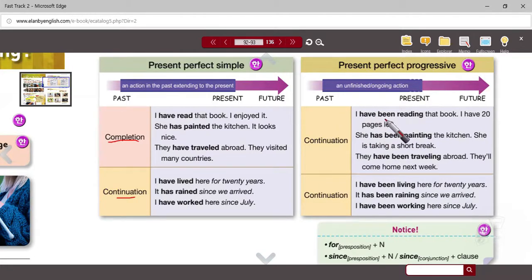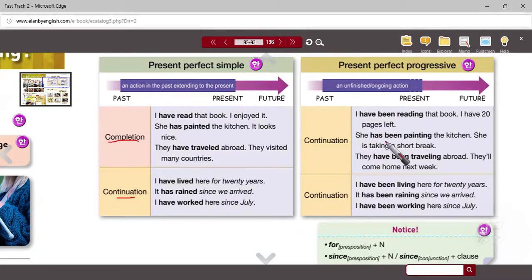They're still going on. I've been reading that book. I have 20 pages left. Don't tell me the ending. Okay, so that's something he's doing right now. He's not finished it, so you have to let this person finish.